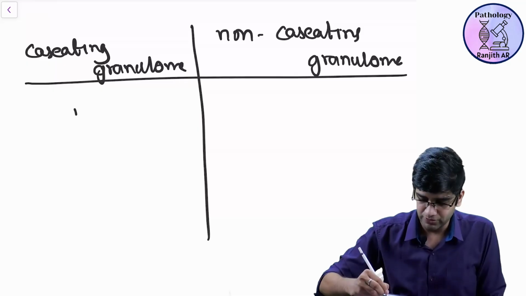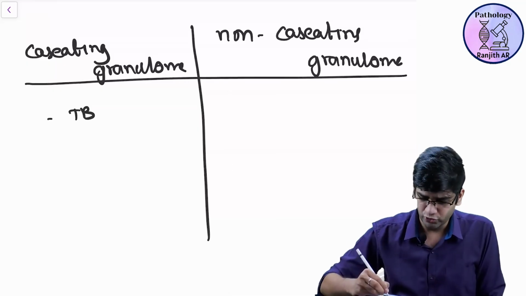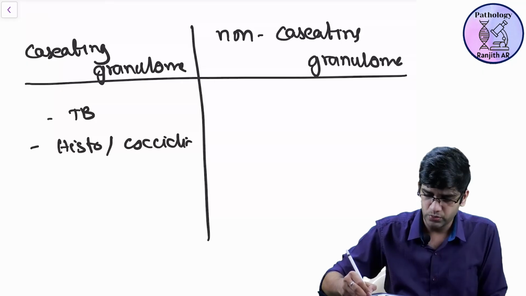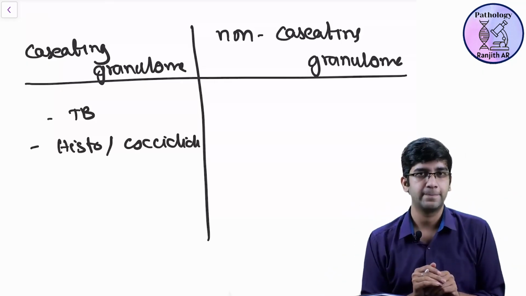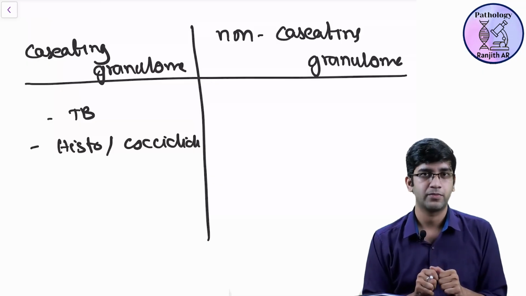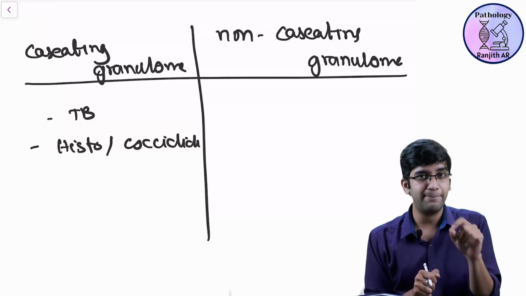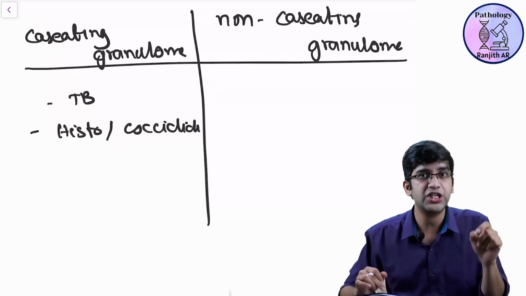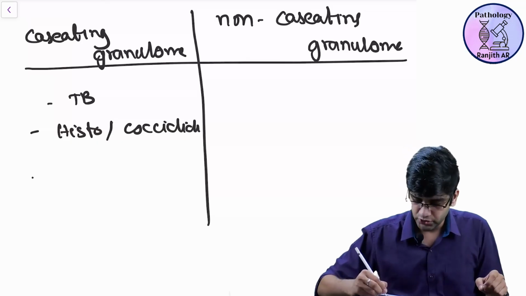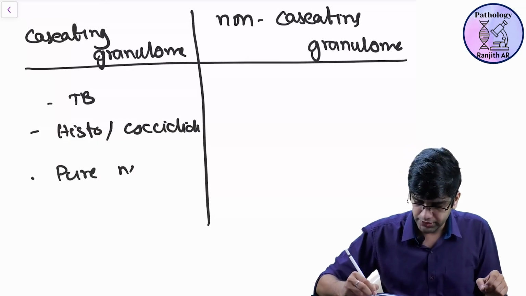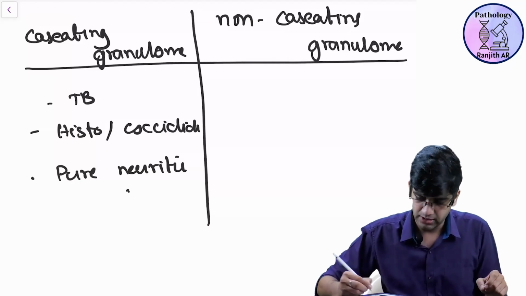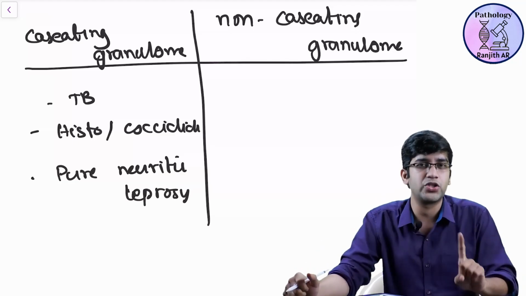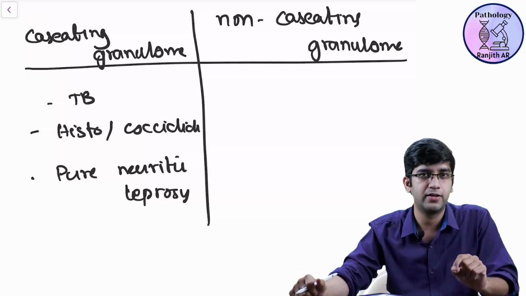Caseating granuloma. One you will never forget, tuberculosis. I'm sure the other two you will also not forget, histoplasmosis and coccidioidomycosis. We saw them in caseous necrosis, same three. I'll add one more thing. Mycobacterium, not only tuberculosis, leprae can also cause granuloma. Leprae can cause caseating granuloma, especially and only if they are around the nerve. So I'm going to write pure neuritic leprosy. Not anywhere else. When it's pure neuritic leprosy, they do form necrotizing granuloma.